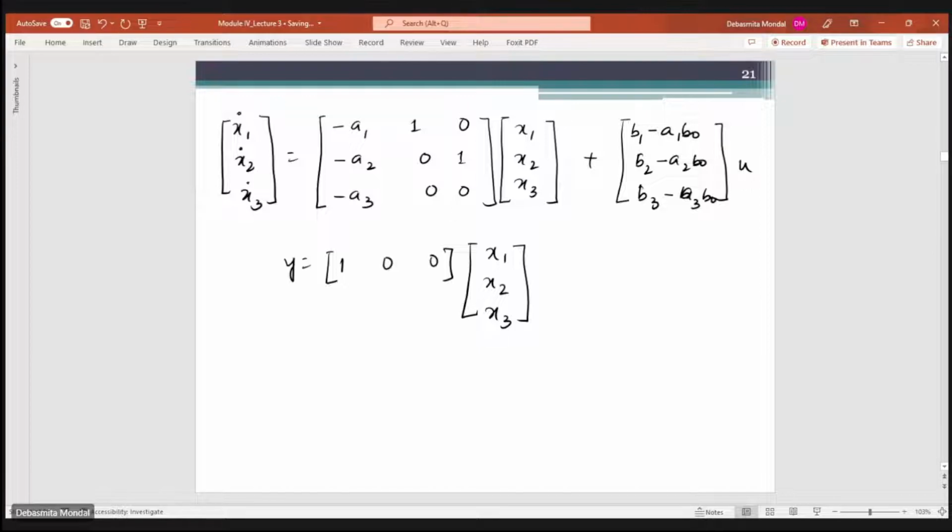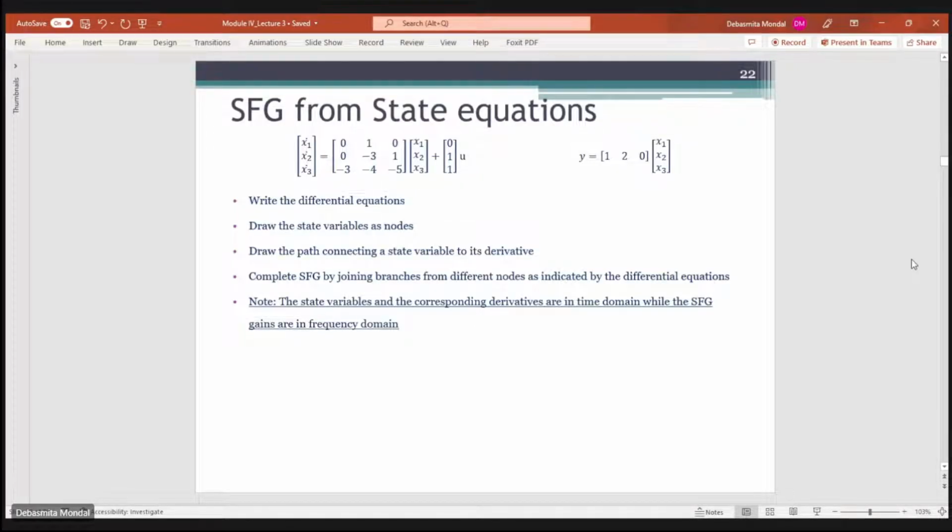On the left hand side you have the first order derivative of the state variables, and in case of the output equation, on the right hand side you will have the state variables. You might have the input, you might not have the input, depending on how your system is connected. So this was from the signal flow graph to the state equations.